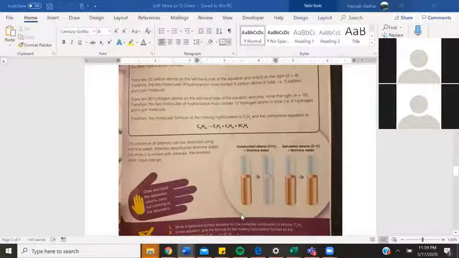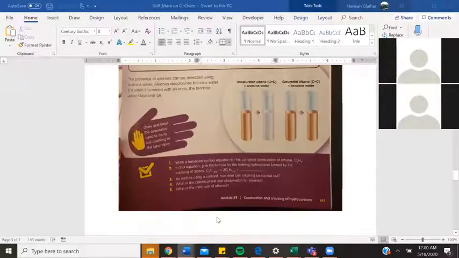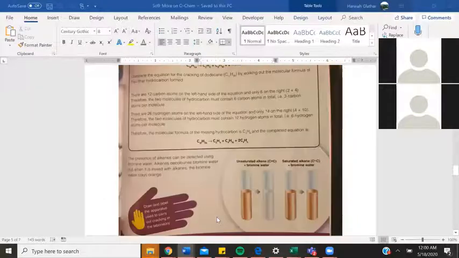We already talked about last week how to tell if it was an alkane or an alkene: mix it with bromine water. If it's an alkene, it will become colorless. If it's an alkane, it will remain colored in the bromine water. So that is that.